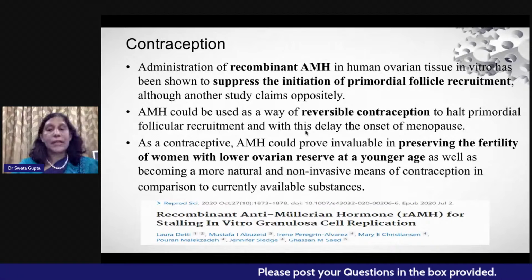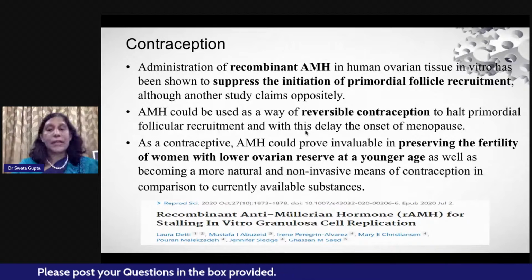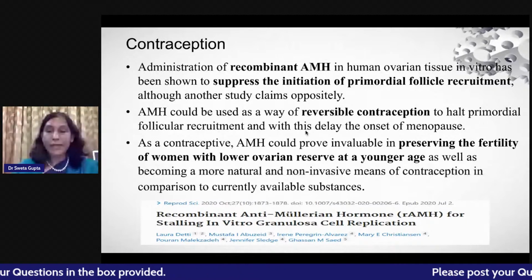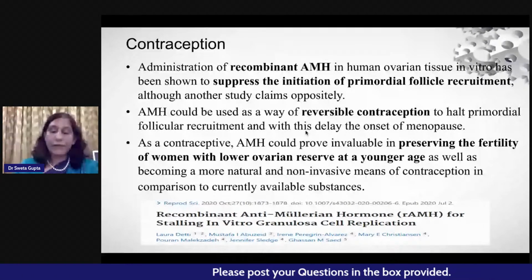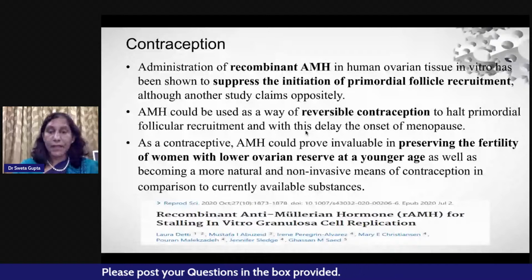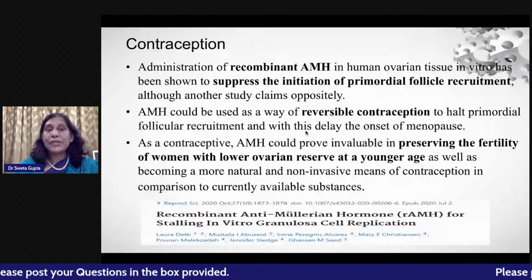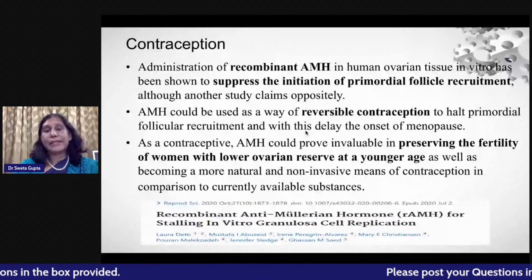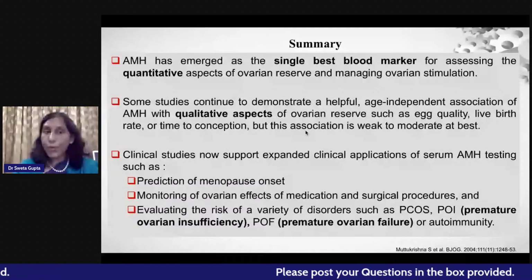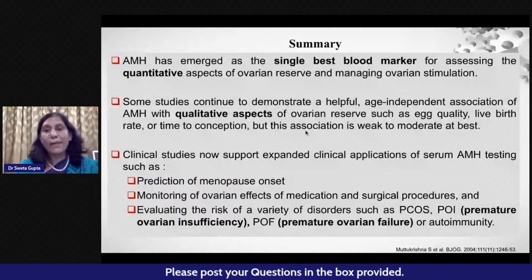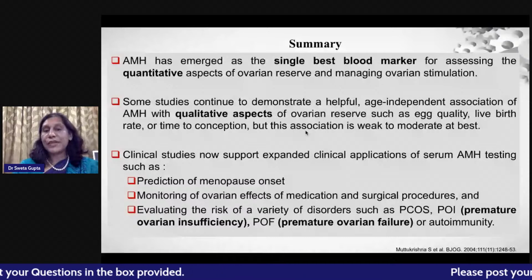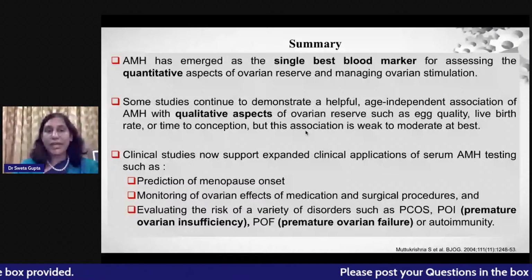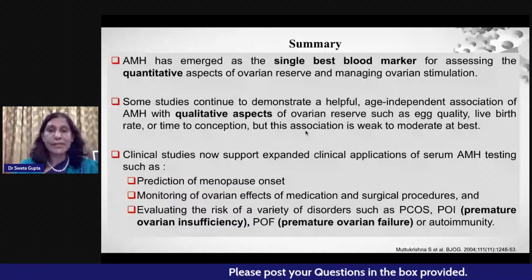So, as a contraception, AMH could prove invaluable in fertility of women with lower ovarian reserve at a younger age, as well as becoming a more natural and non-invasive means of contraception in comparison to currently available substances. So, in summary, AMH is still the single best blood marker for assessing the quantitative aspects of ovarian reserve and managing ovarian stimulation.